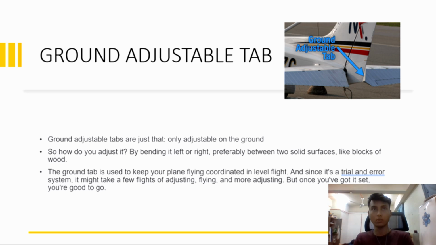The ground tab is used to keep your plane flying coordinated in level flight. And since it's a trial and error system, it might take a few flights of adjusting, flying, and more adjusting. But once you get it set, you are good.